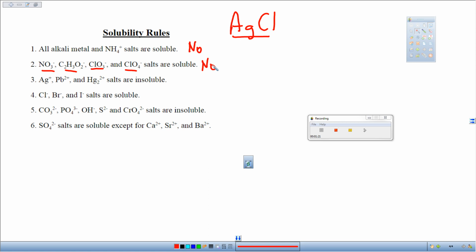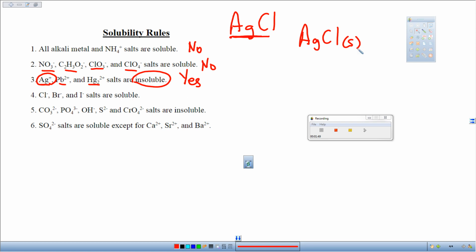This one says silver (Ag+), lead(II), and Hg salts are insoluble. Guess what? There's my Ag+, up here in AgCl. That means we can stop. This means yes, this is a correct rule. So if we put silver chloride in water, it's going to form a white solid, and it will not dissolve in water. It's going to stay as a chunk.